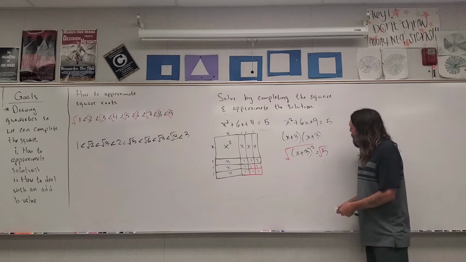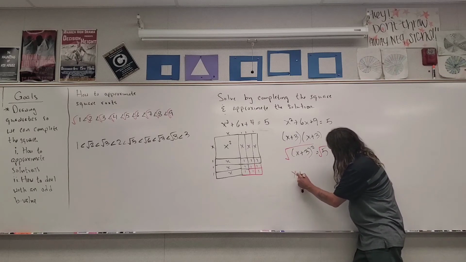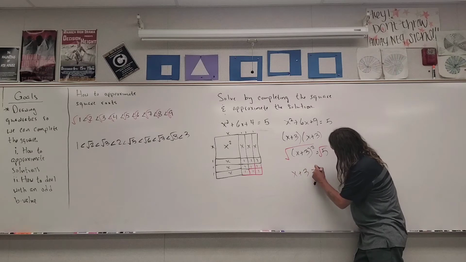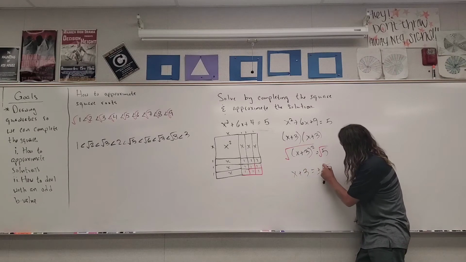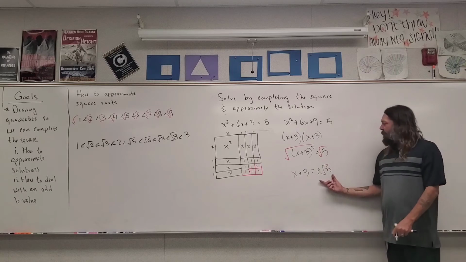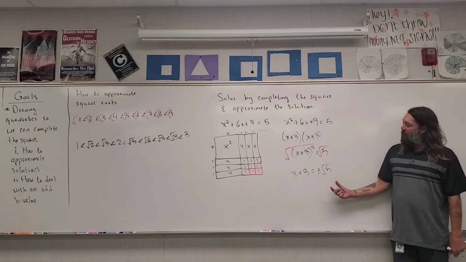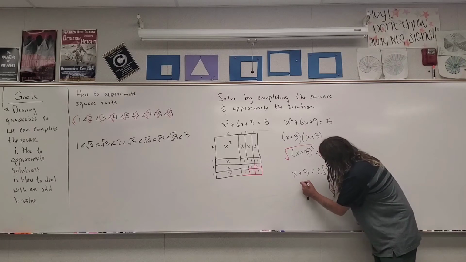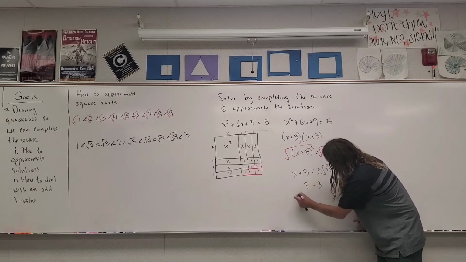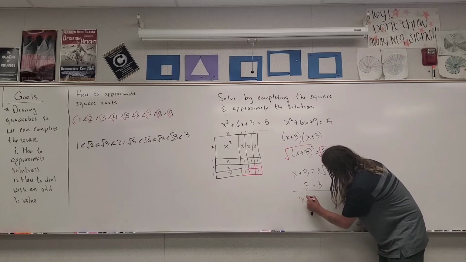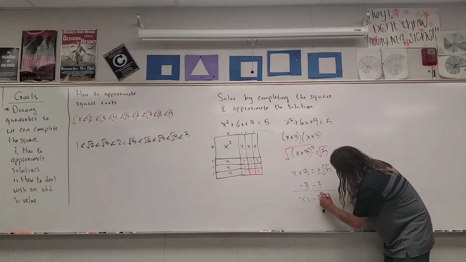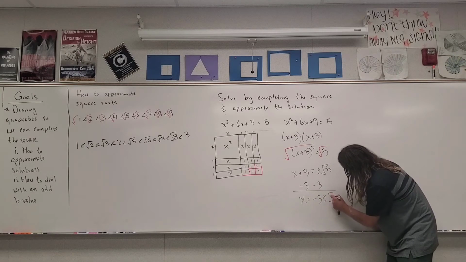And we get x plus 3 is equal to plus or minus the square root of 5. I don't know the square root of 5, so I'm going to leave it as it is. To finish solving this, I'm just going to subtract the 3 from both sides, and I get that x is equal to negative 3 plus or minus the square root of 5.